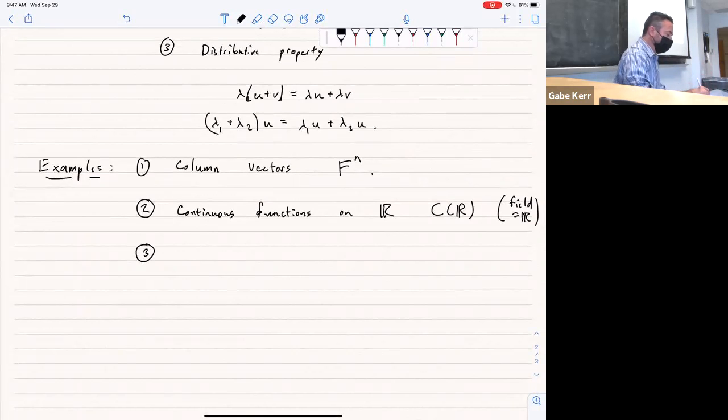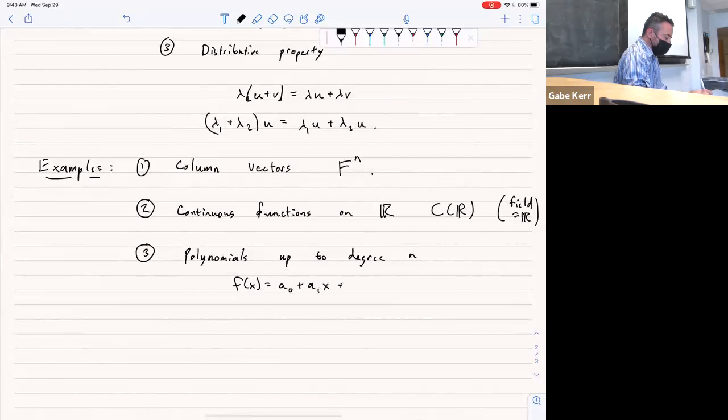You can also talk about polynomials, say, up to a certain degree. Maybe you can talk about all polynomials, but we can say polynomials up to degree n. So these are guys that look like this: constant term a_0, linear term a_1 x, up to a degree n term, a_n x^n.